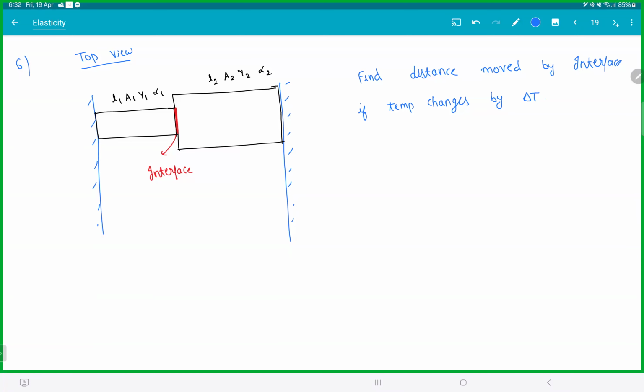L1, Y2, A2. Yeah, you might be right, Rakshika. In this question, the most important thing is drawing the diagram properly.